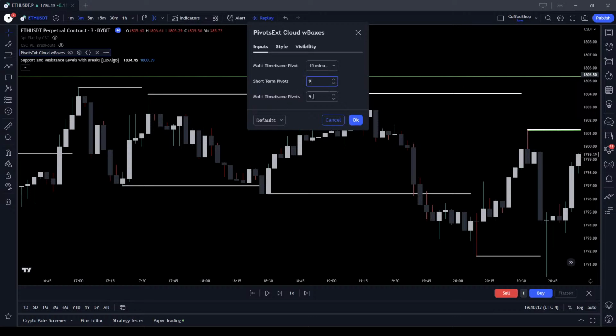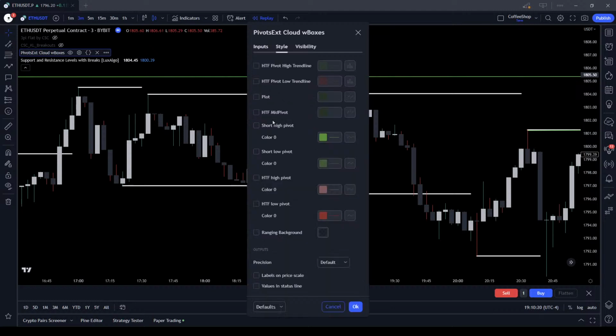Yes, there is another number here, but that's for the high time frame pivots. Mine shows you current time frame and high time frame. I'm only going to show you current time frame, okay? So, short-term high pivot, short-term low pivot, that is the current time frame. There's a high, right? So let me turn mine on here and here. Tell me where my pivots are.